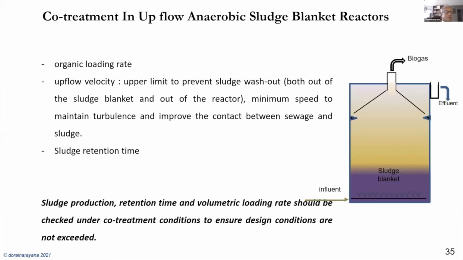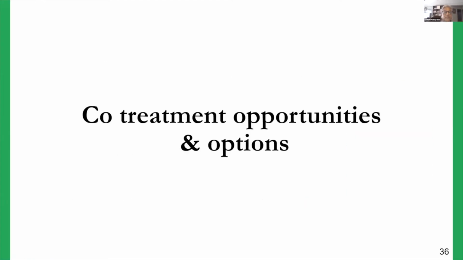Next, we'll look at one more system, the upflow anaerobic sludge blanket reactor. This is an anaerobic system. And here, organic loading rates are important. And upflow velocity needs to be checked under the co-treatment conditions. And sludge retention time, because maintaining the sludge blanket is very key to the proper functioning of these kinds of systems, right? So this again is sludge production, retention time, and the volumetric loading rate. We need to check that under the co-treatment conditions.